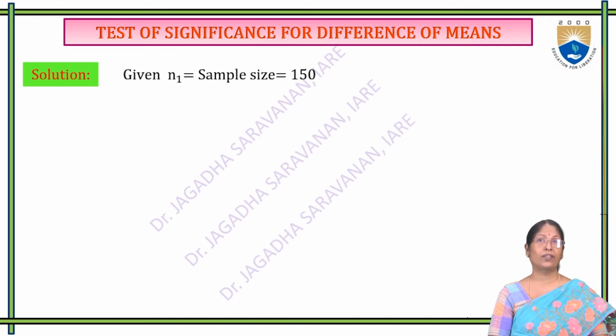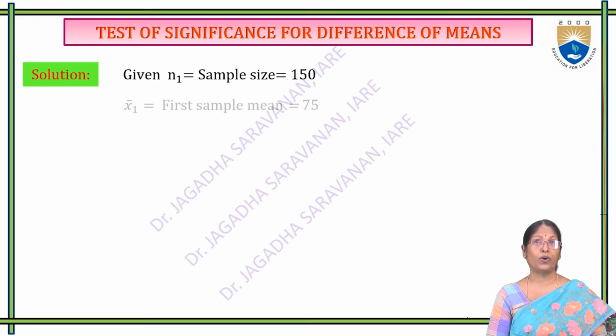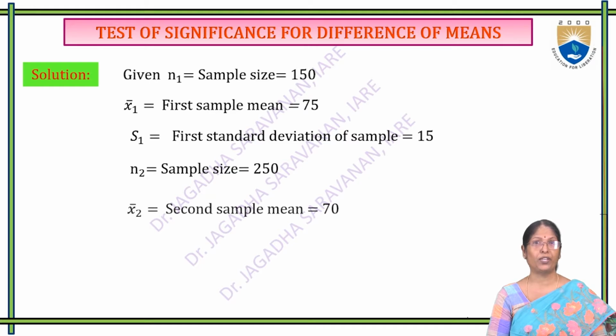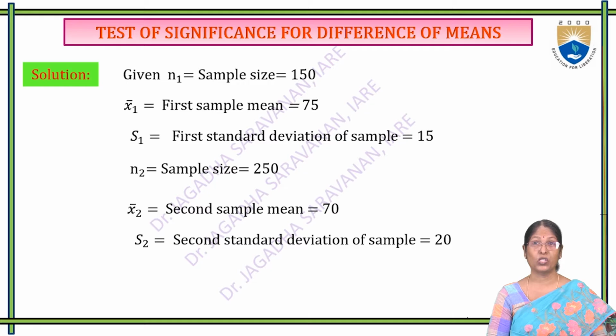So the first one is, what we discussed, we can write it under the solution. N1 equal to sample size equal to 150, X1 bar equal to 75, S1 equal to first standard deviation of sample 15, N2 sample size is 250, X2 bar second sample mean is 70, S2 equal to second standard deviation of sample 20. So what are the data available? We listed out.